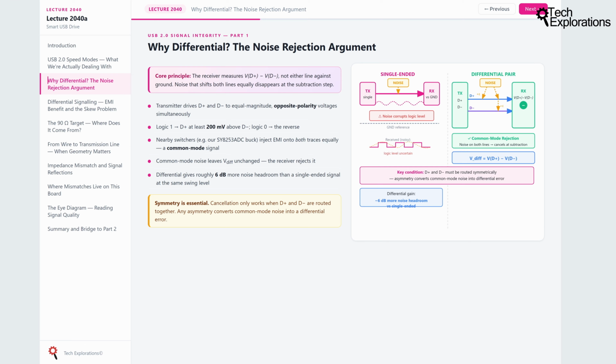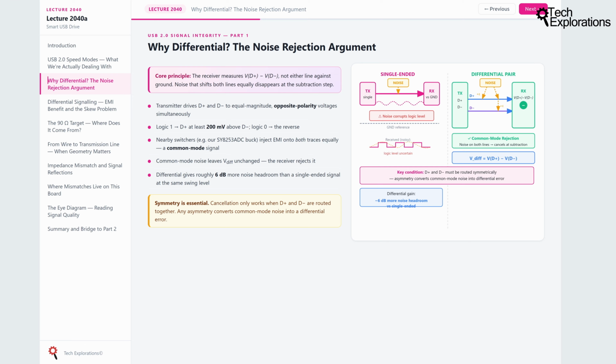The practical benefit of this becomes clear when noise enters the picture. Imagine a switching regulator nearby, our SY8253 buck converter, for example, injecting electromagnetic interference onto the board. That noise couples onto both D+ and D- in the same direction and by the same amount. It's now a common mode signal. It shifts both lines together, so the difference between them doesn't change. The receiver will just reject this noise.